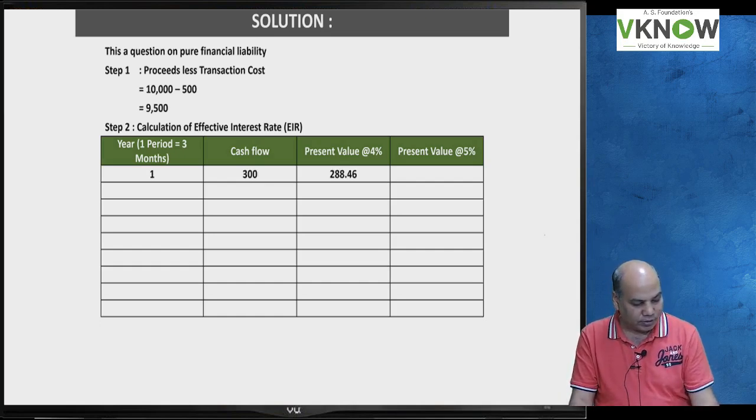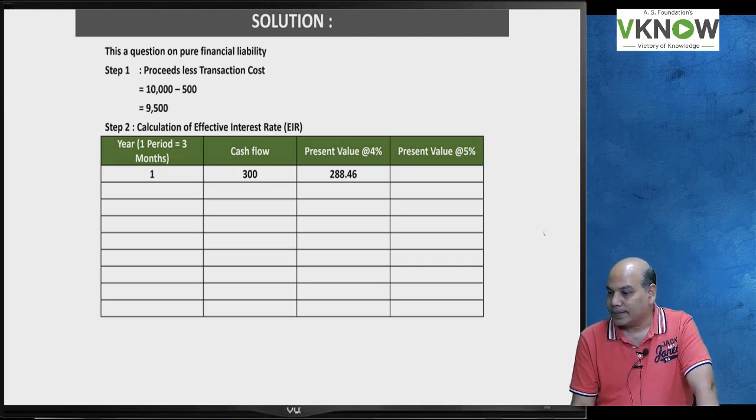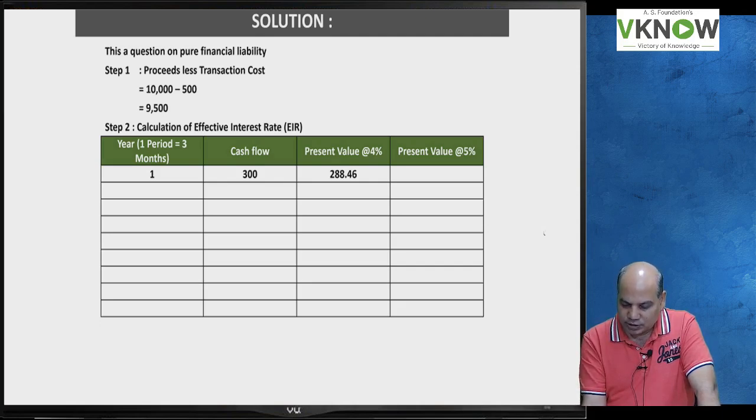We have the first quarter. 300 coupon will be paid. 10,000 into 12% into 3 by 12. Is it 300? Compute the present value, divide by 1.04. Otherwise, to save time, I will suggest like this. You first complete the cash flow column. And this cash flow will be 300. Next quarter will be 300 plus 2,500.